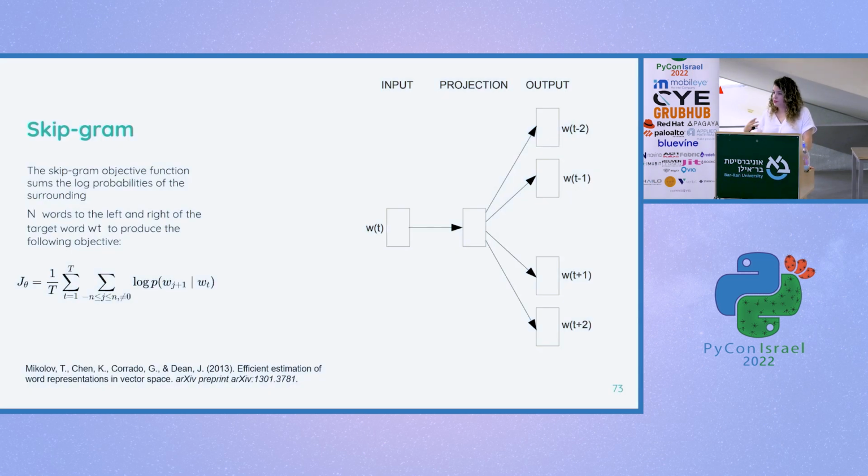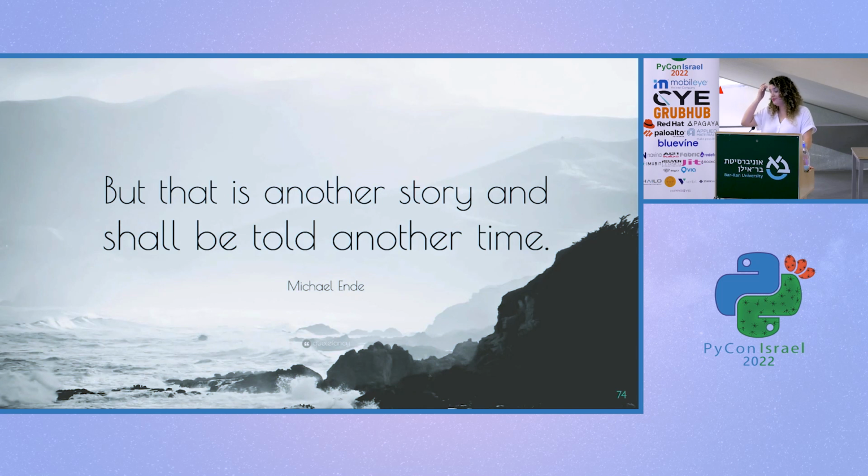Another concept that takes into account the order is skip-gram. This actually takes into account the events before and the events after, the words before and the words after. And using skip-gram, you can also use it in order to weight the features. But that is a story and shall be told another time.